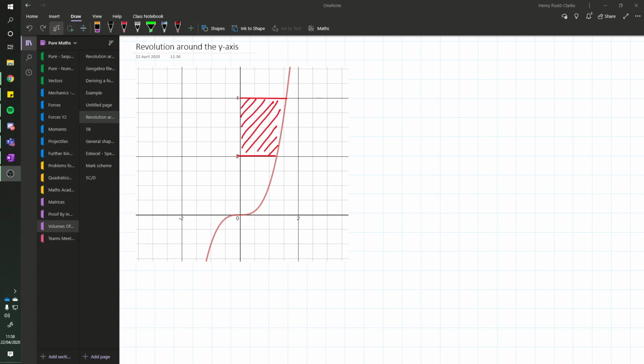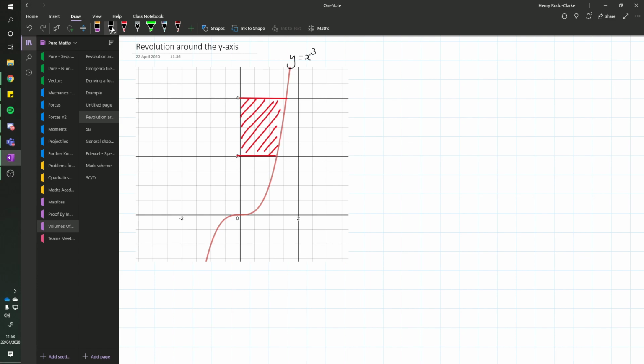Alright guys, let's get back to some volumes of revolution. So now we're going to look at revolution around the y-axis. Extraordinary stuff. So I've got the graph here of y equals x cubed.